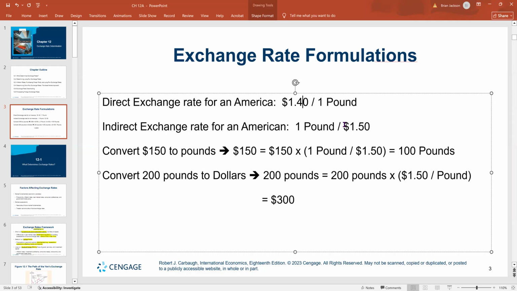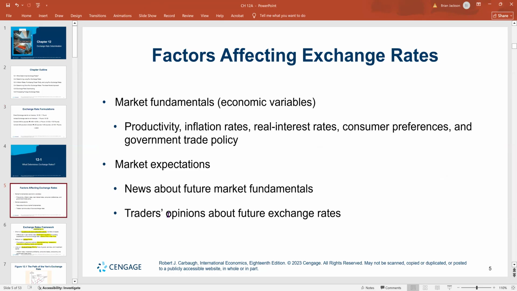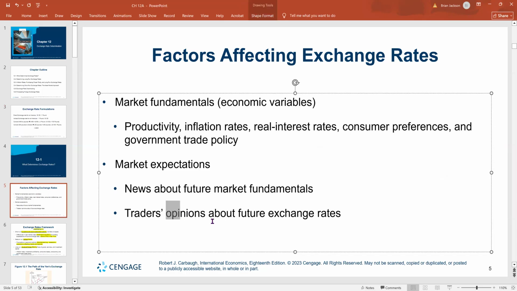Okay, so that would be an appreciable move. The dollar would appreciate against the pound if it moved from $1.50 to $1.40. It would depreciate if it moves from $1.40 to $1.50. In this case, it takes more dollars to purchase a pound than before. So at any rate, if you have an opinion about how that's going to move in the future, then that'll affect exchange rates today as people try to get ahead of that movement.